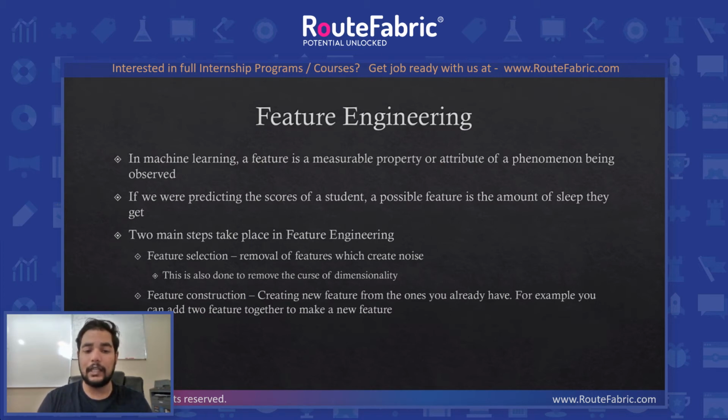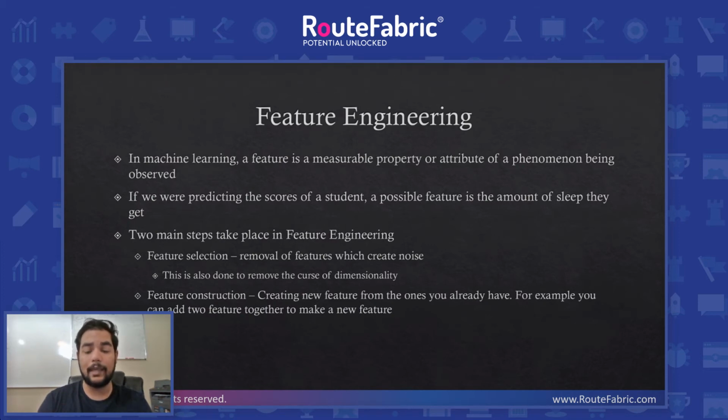Feature construction is a process where you create a new feature based on different features. For example, you can add 2 features together to make a new feature. This could be something like, is there a chance to rain? Do you have an umbrella? And you can combine both these features to have a new feature known as, is it raining and do you have an umbrella? Rain with no umbrella.